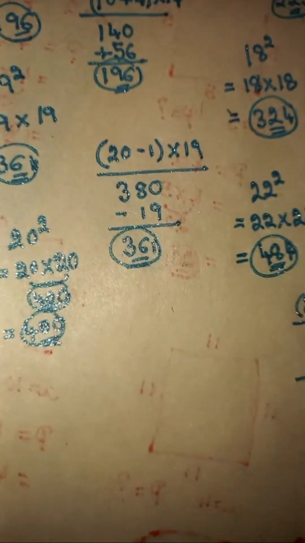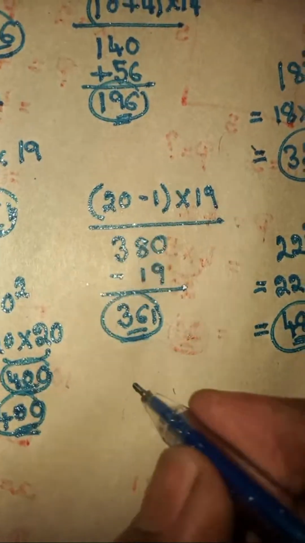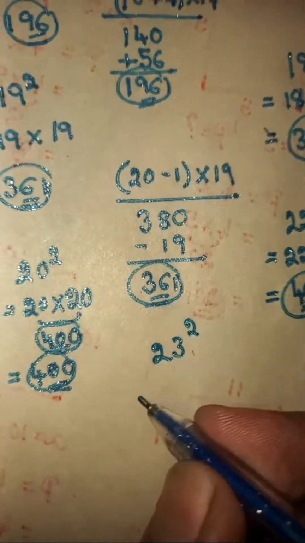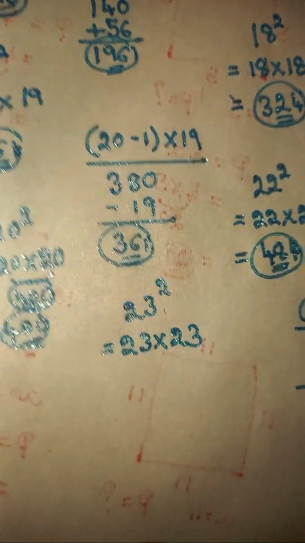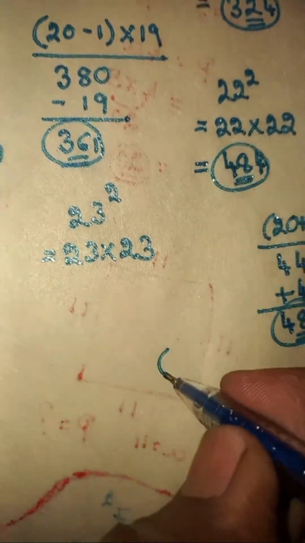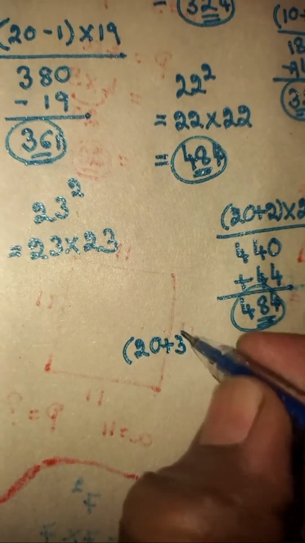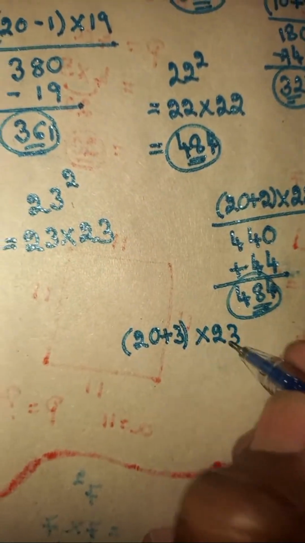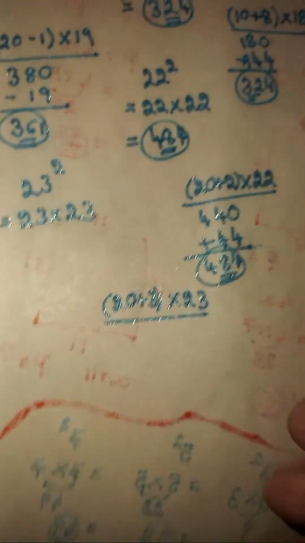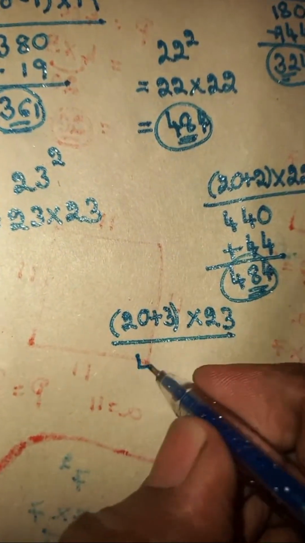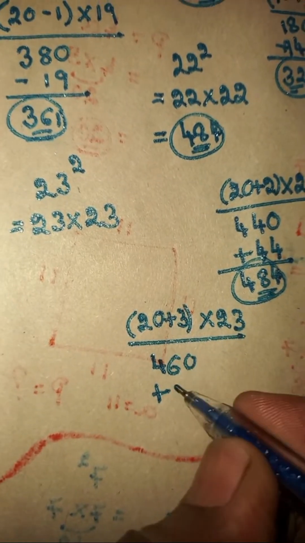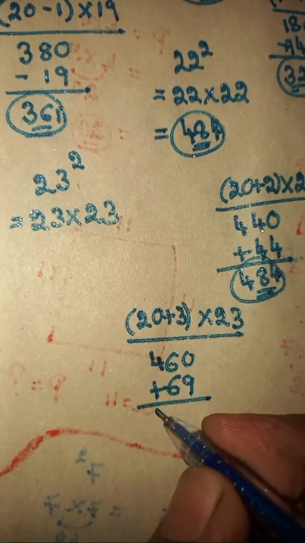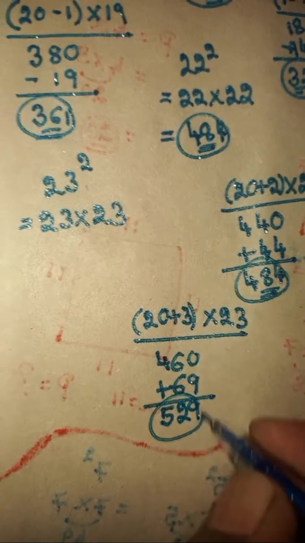Let's write one more thing, that is 23 square. 23 square can be written as 23 times of 23. Now you can write here 23 as 20 plus 3 times of 23. Now you're going to get here 23 times of 20 is 460 plus 23 times of 3, which is 69. It's going to become 529.